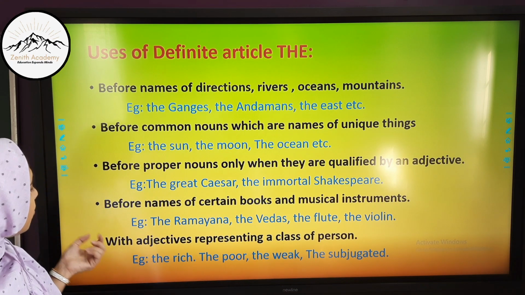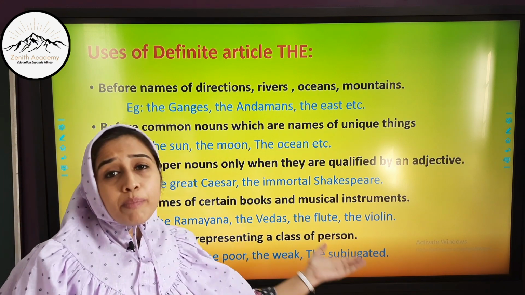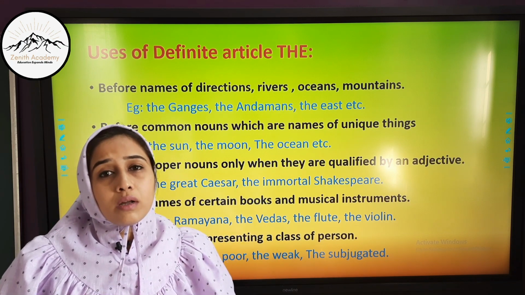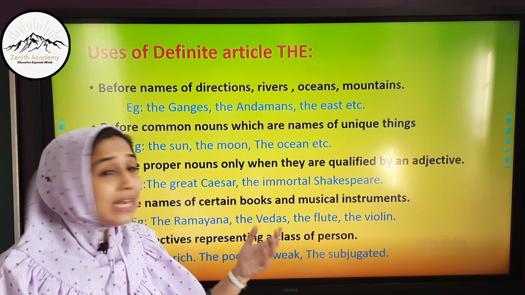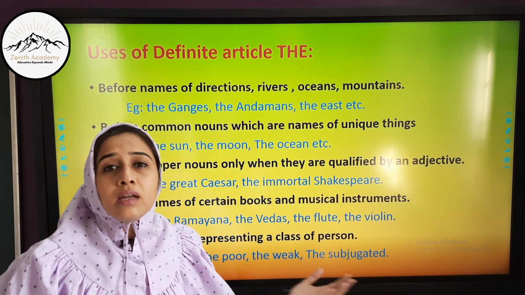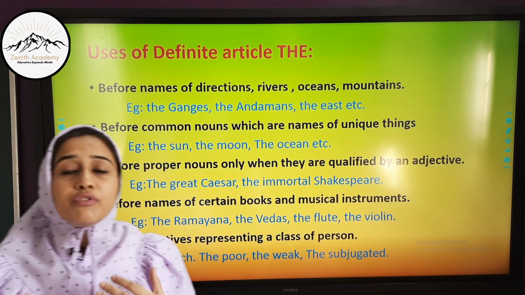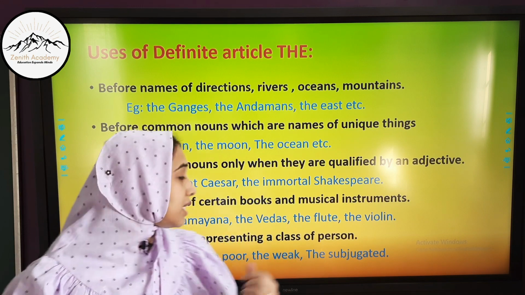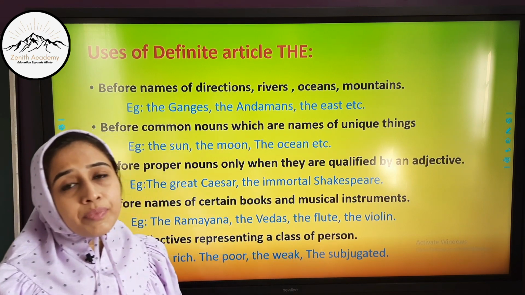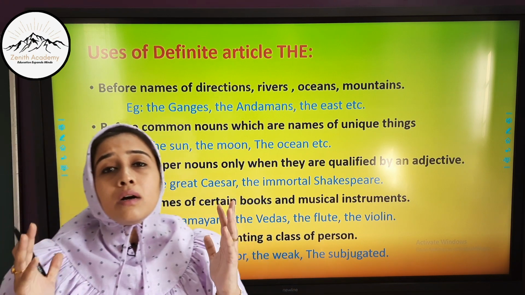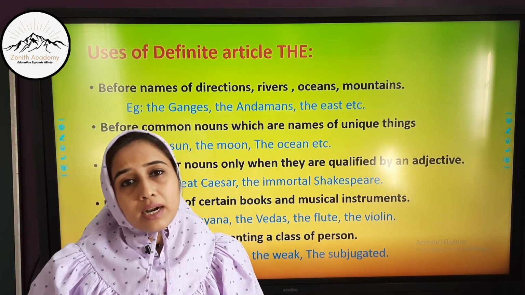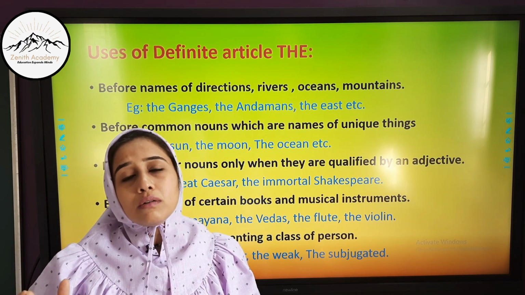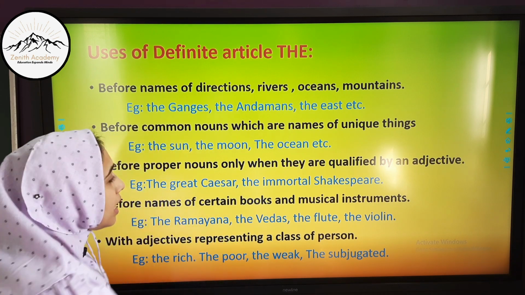And the last one is with an adjective representing a class of a person. When we say he belongs to the poor class. So the poor, the weak, the rich, the elite, the subjugated, the dominating, these are classes of people. These are adjectives which we use to define the class of a person. So with all these particular adjectives, the definite article "the" will be used. Now here we complete the uses of definite and indefinite articles. These are a few basic rules that we will always have to keep in mind other than just having the basic knowledge of it. Let's move ahead.